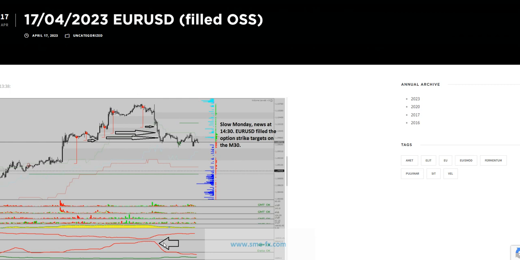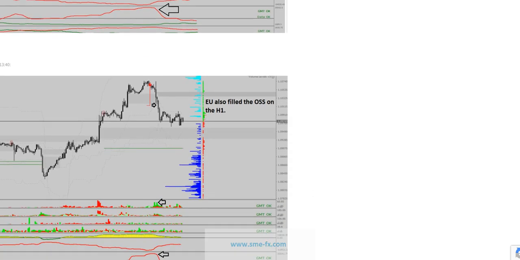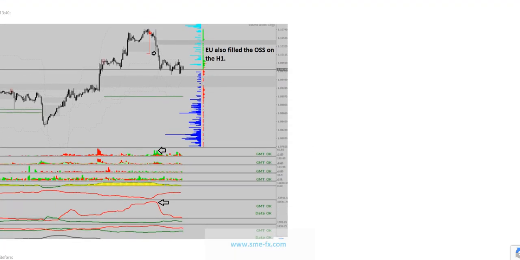This shows you that dumb money shorties left the market, the sellers left the market, and therefore the smart money algos allowed the market to normalize and use that opportunity to fill those option strike targets and the order gap zones. So on the 17th we had the 2:30 news, and they used the opportunity to fill also on the 1-hour chart, like you can see here.